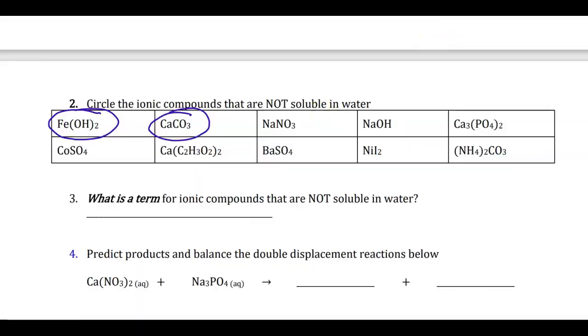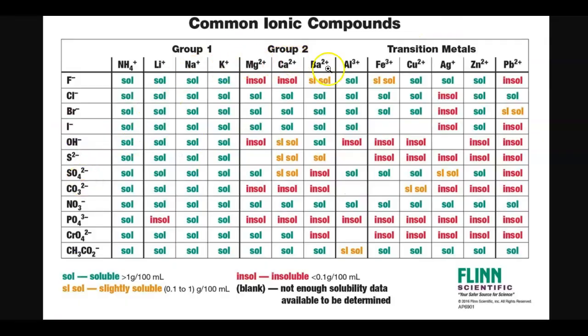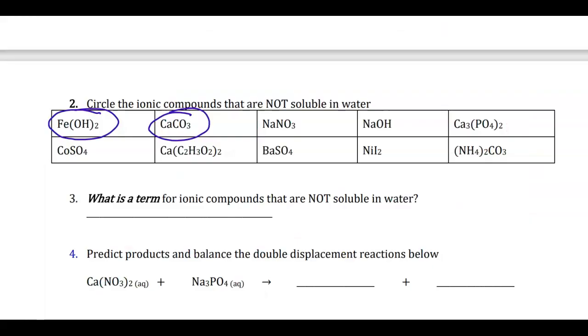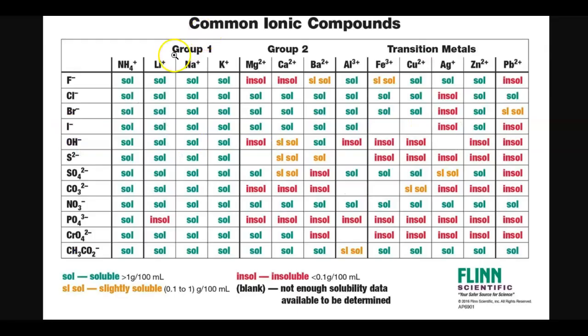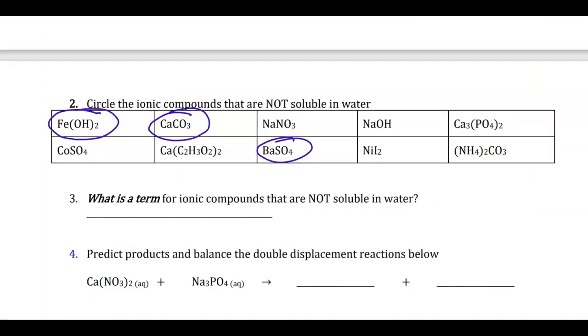BaSO4, go here, Ba, yes, and SO4, insoluble, so we circle it. Okay, NaOH, sodium hydroxide. Sodium hydroxide, it is soluble.